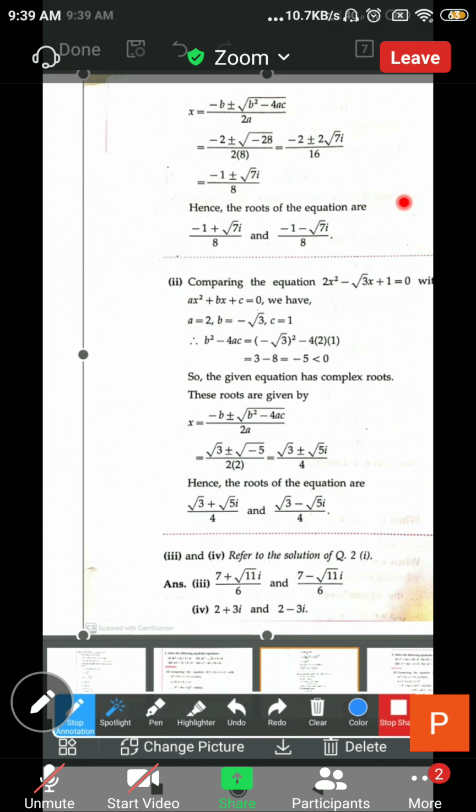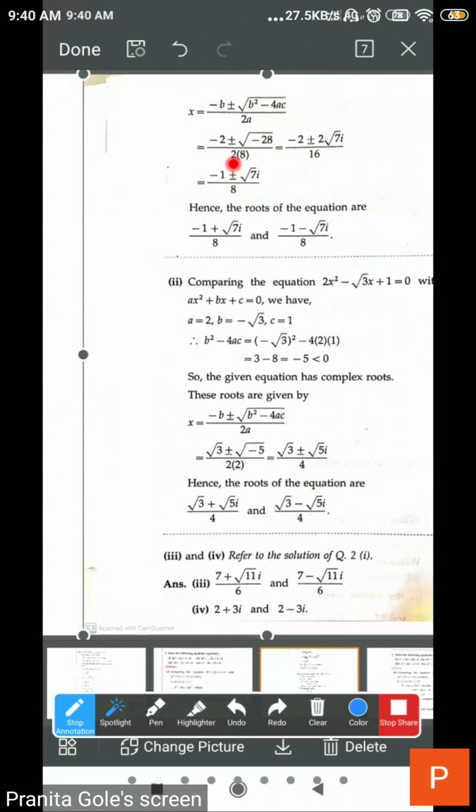The change is only when you are taking the value of root minus 28, how you make changes to convert that number into a complex number. In this way, you can solve the quadratic equation by using complex numbers.